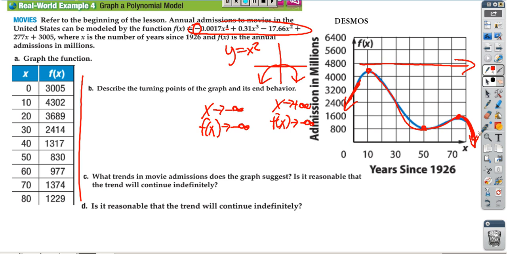Is it reasonable that the trend will continue indefinitely? Well, no, because, for example, this arrow would go down to infinity. You can't have a negative amount of people going into a movie. It's not like nobody's going to go to movies. It's probably going to start to bottom out somewhere, and that's basically what that says. It's not reasonable for a graph to go down forever when it comes to a real-world situation. So that's section 5.4 on graphing polynomials.